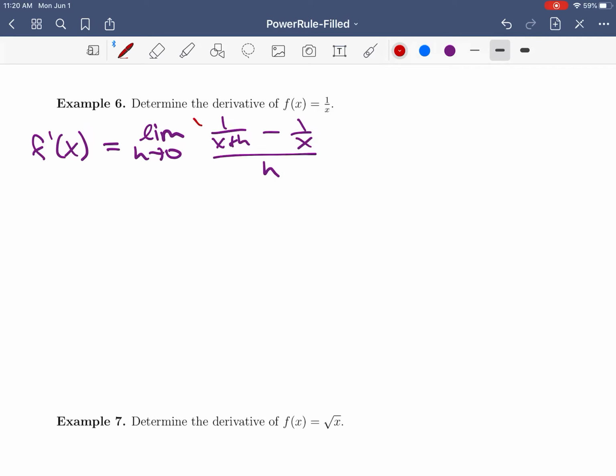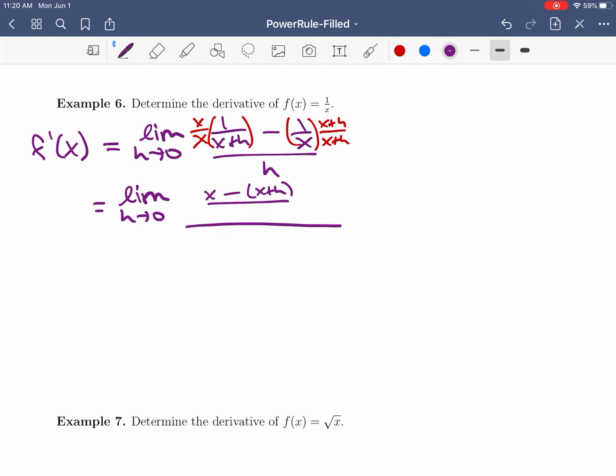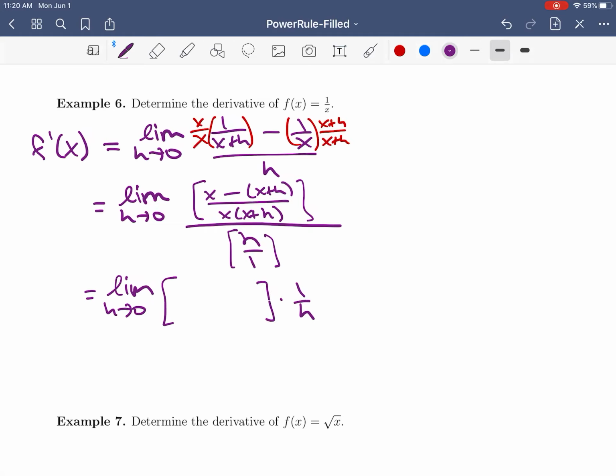So I want a common denominator on the top, so I'm going to multiply this first term by x over x, and the second term by x plus h over x plus h. So then this is going to be x minus x plus h all over x times x plus h. And then that's all over h, which we could think of as over 1. So I have a fraction over a fraction, so I'm going to flip the bottom one and multiply. But I'm also going to simplify the top as well here.